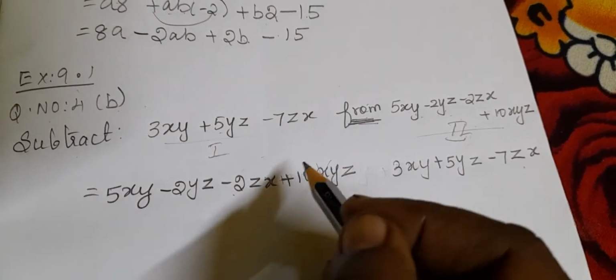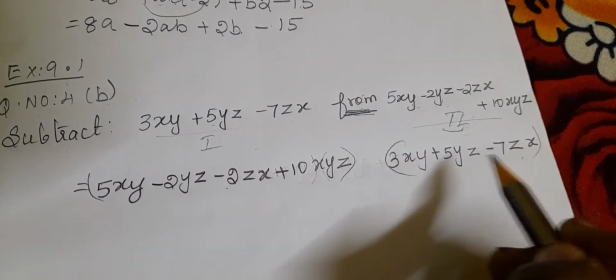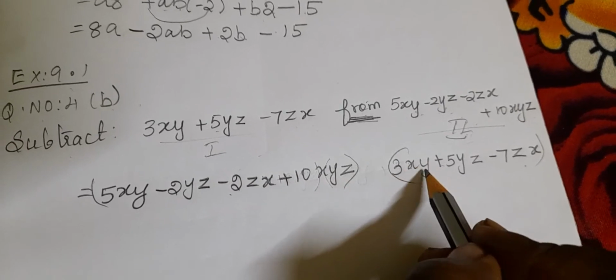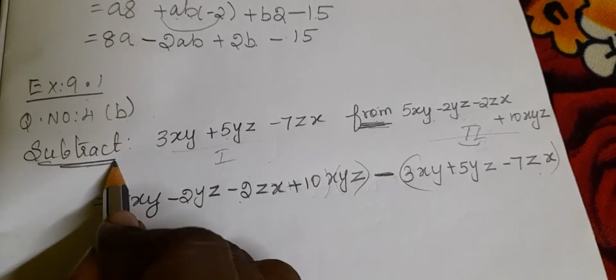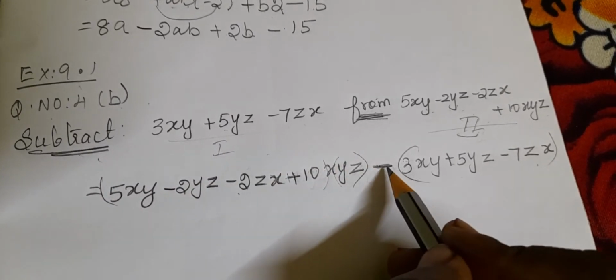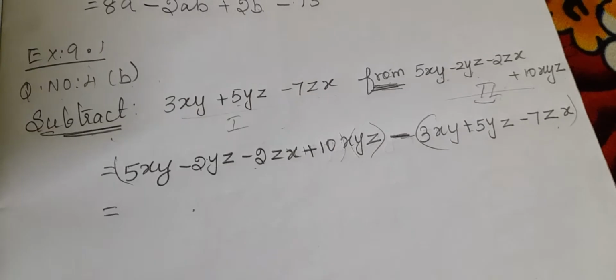So write it now. We will write the expressions within the bracket. In between these two expressions, we have to insert a minus symbol because the word given is subtract. So insert minus symbol. Now let us write the same thing again.